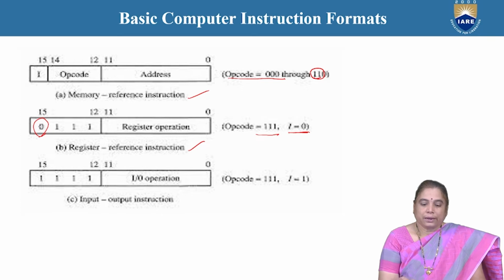Next, the third category of instructions is IO, or input output instructions. If the opcode is 111 and the I value is equal to 1, then these instructions come under the category of input output instructions. So these are the basic computer instruction formats.